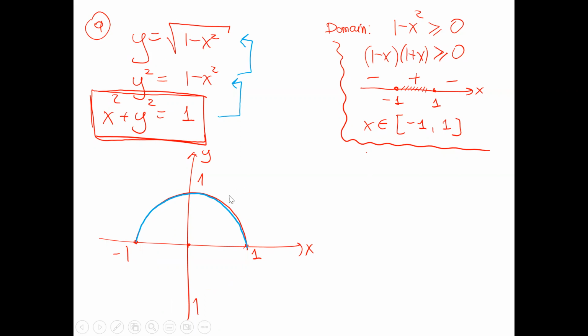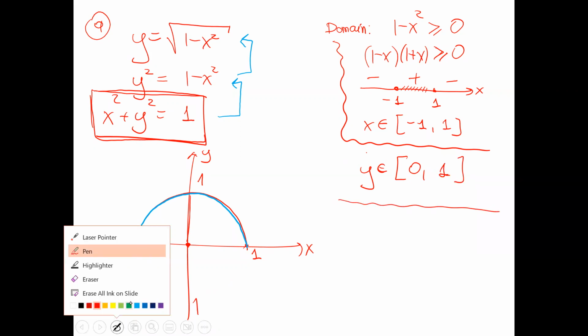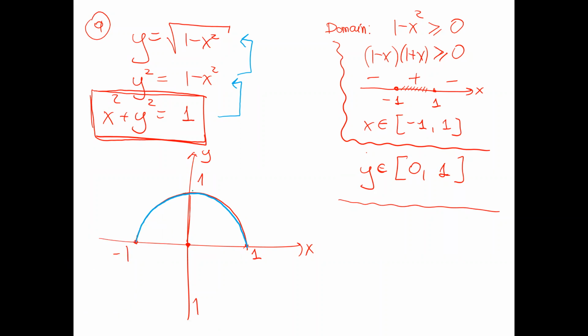Semicircle, positive part. Okay, we have the domain. And also, based on the graph, we can see the range is from 0 to 1, only positive, from 0 to 1, not infinity. And if we talk about the tangent line, we may have a tangent at every single point except the endpoints. Because again, the endpoints are considered sharp ends and have no tangent. Okay? No tangent.